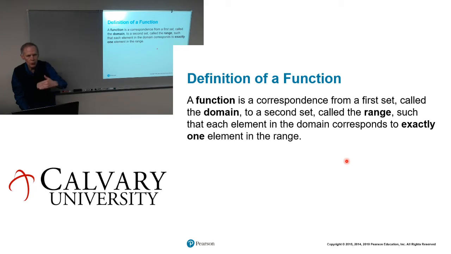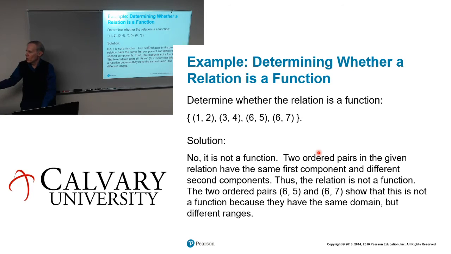Now, it's used so often that it's easy to forget that there's a formal definition behind it, but here's what it is. A function is a correspondence from a set called the domain to the range such that each element in the domain corresponds to exactly one element in the range. Now, as before, that's abstract, so here's examples.